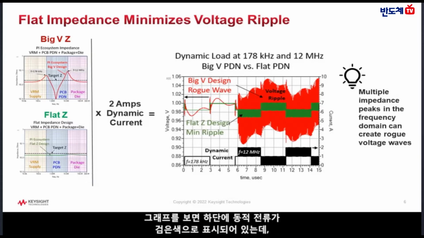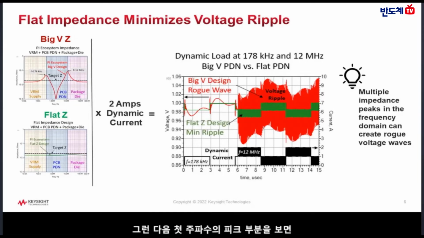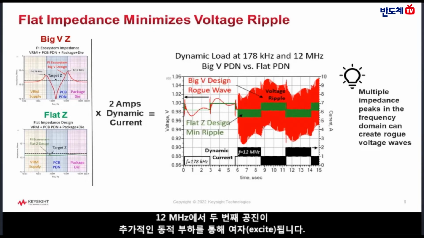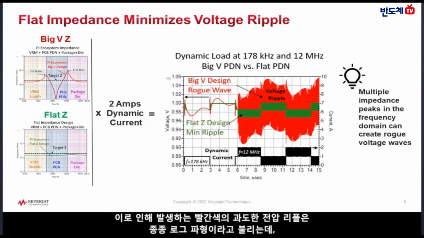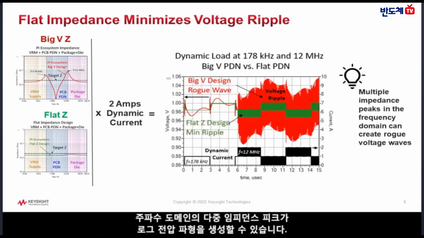The graph shows the dynamic current at the bottom in black, pulsing on and off versus time at 178 kilohertz to excite the first impedance peak in the big V design. Then, at the peak of the first frequency, the second resonance is excited with an additional dynamic load at 12 megahertz. The resulting excessive voltage ripple shown in red is often called a rogue wave, since the voltage ripple of the two resonances can add together if the two voltage peaks happen at the same time. Multiple impedance peaks in the frequency domain can create rogue voltage waves.